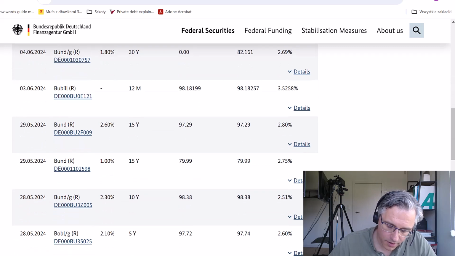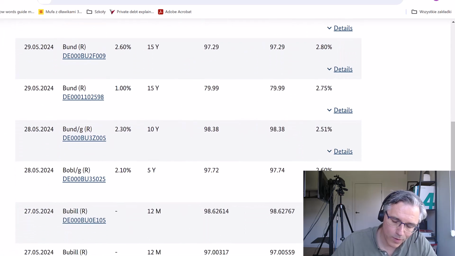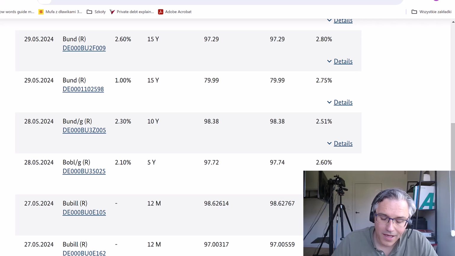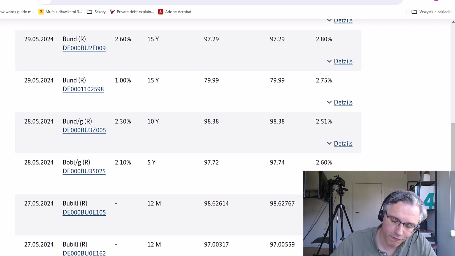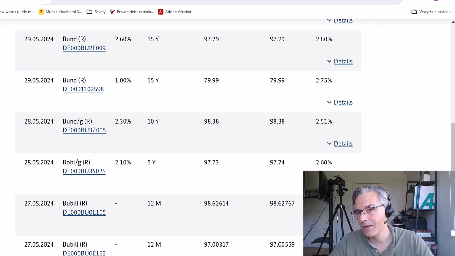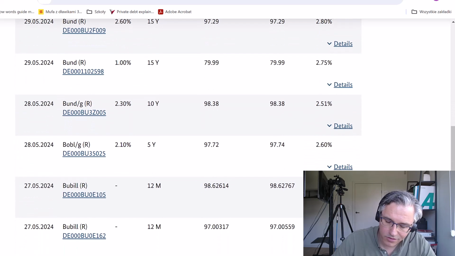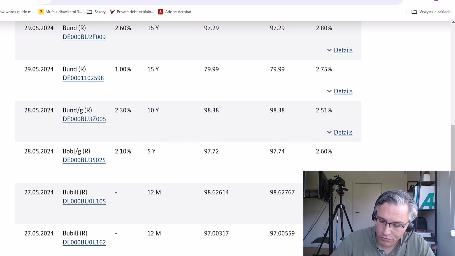Now, over here, you'll see that on the 29th of May 2024, which is very close to when I'm recording this video, the German government issued two types of 15-year bonds. 15-year, here's the tenor. The first one at the top was with a coupon of 2.6%. The second one was with a coupon of 1%. Obviously, very different. Now, in the subsequent column where you see 97.29 or 79.99, that's the price for which the bond was issued. There's actually average price, lowest accepted price, but don't worry about this for now. Anyway, the two prices, for each respective row, actually are very much the same.